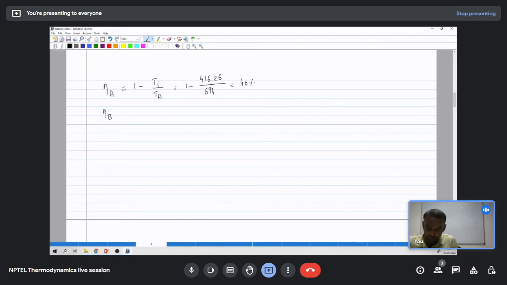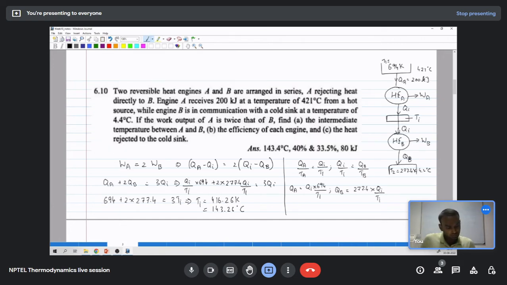Similarly, efficiency of heat engine B is 1 minus TB by TI. So TB is 277.4 and TI is 416.26 Kelvin. So this is 33.36%. So efficiency is also calculated. Now we can calculate the heat rejected to the cold sink.